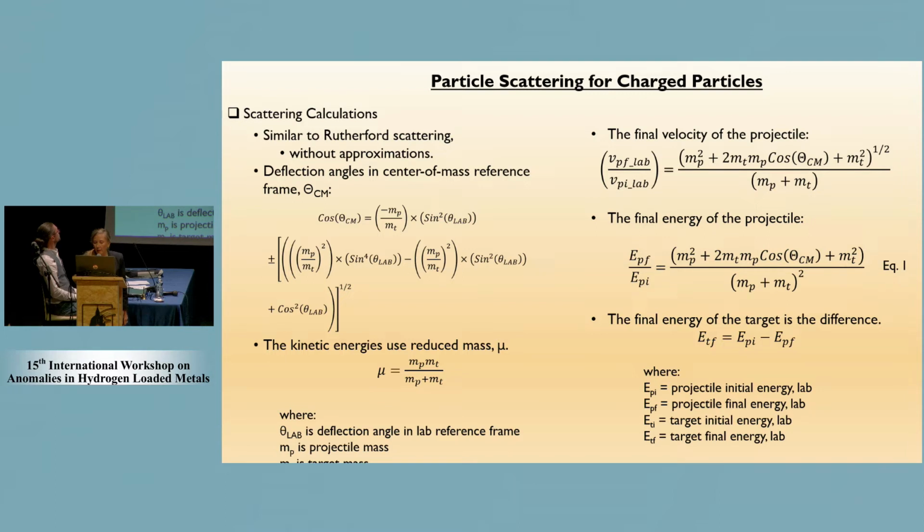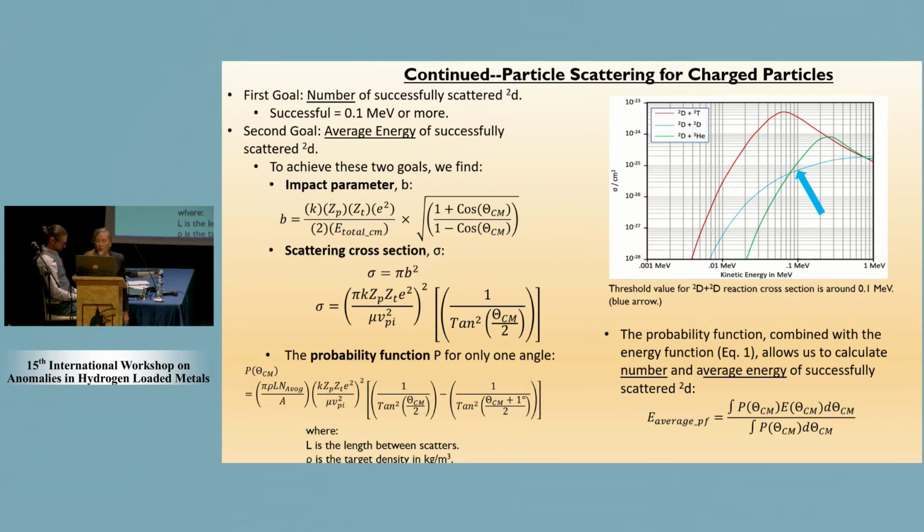The final velocity of the projectile can be found, as well as the final energy. The energy transferred to the target is the difference. Our first goal is to find the number of successfully scattered D2, defined as a transfer of 0.1 MeV or more to a cold D2. A second goal is to find the average energy of these successfully scattered D2.